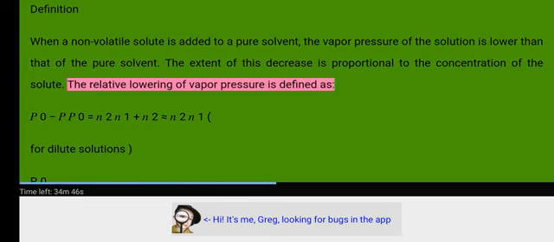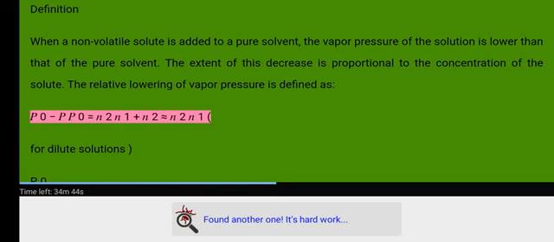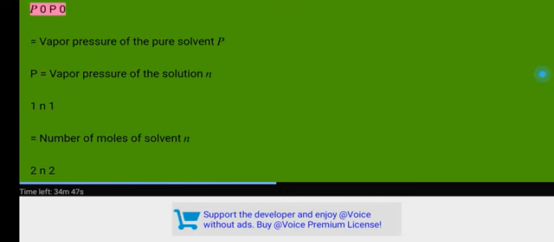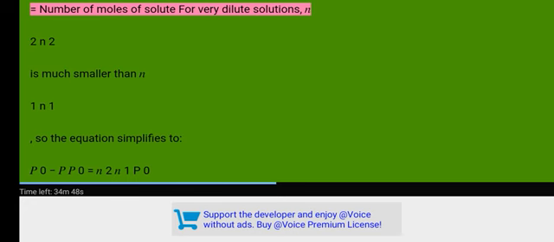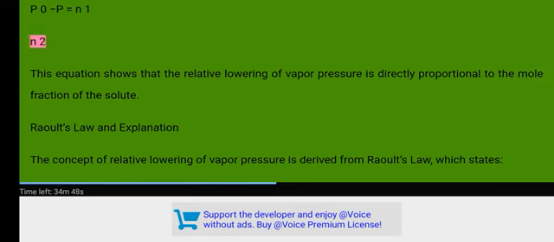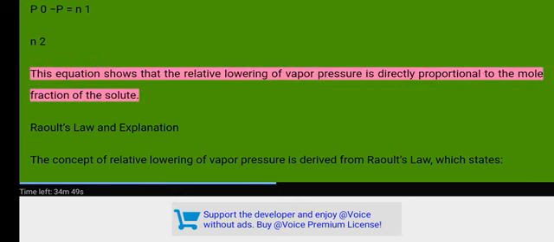The relative lowering of vapor pressure is defined as (P0 − P)/P0 = n2/(n1 + n2) ≈ n2/n1 for dilute solutions. Where P0 equals vapor pressure of the pure solvent, P equals vapor pressure of the solution, n1 equals number of moles of solvent, and n2 equals number of moles of solute. For very dilute solutions, n2 is much smaller than n1, so the equation simplifies to (P0 − P)/P0 = n2/n1. This equation shows that the relative lowering of vapor pressure is directly proportional to the mole fraction of the solute.